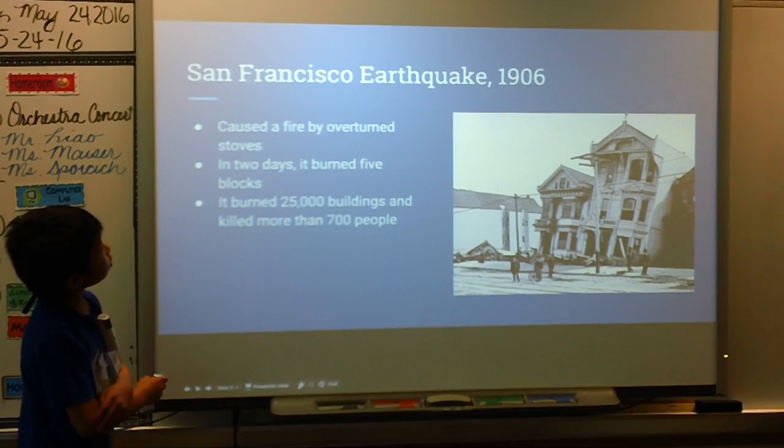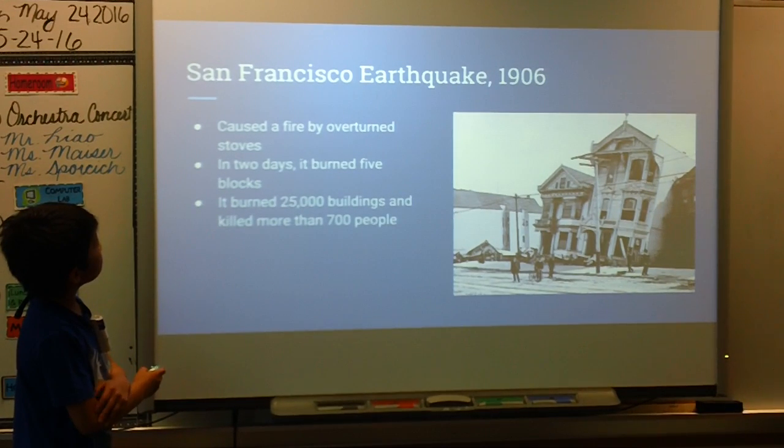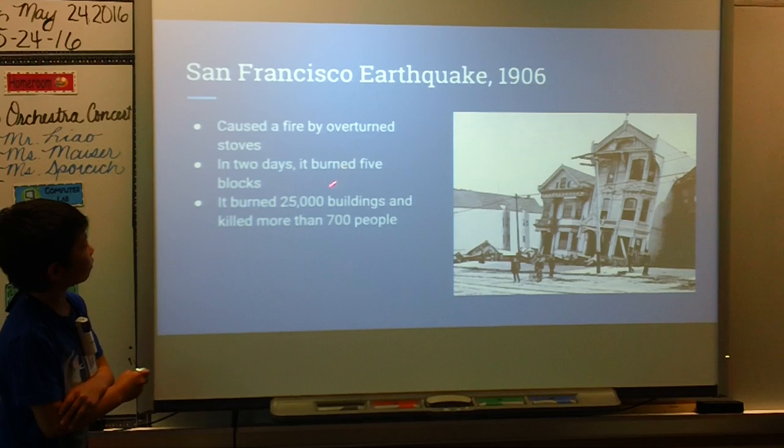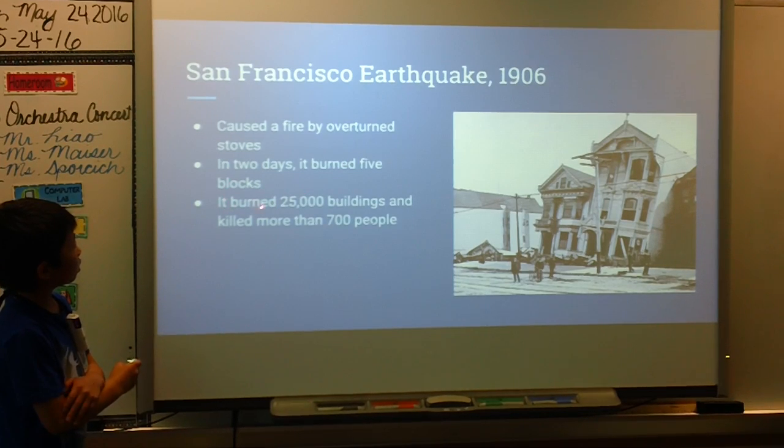San Francisco earthquake, 1906. It caused a fire by overturned stoves. In 2 days, it burned 5 blocks. It burned 25,000 buildings and killed more than 700 people.